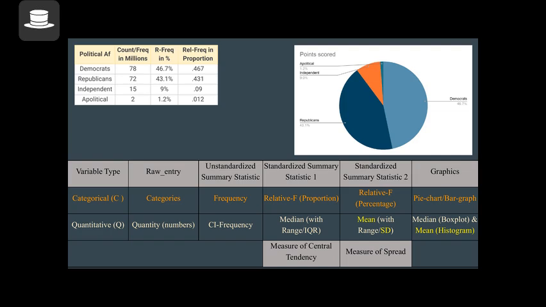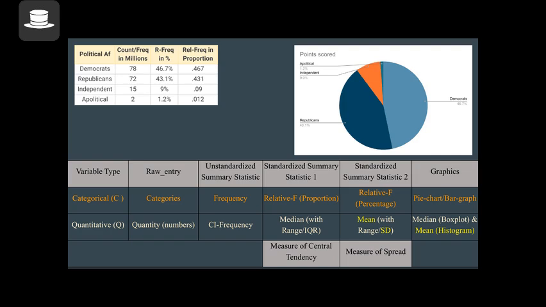46.7% of the population are Democrats based on the election in 2020, let's say. You do the same here, 72 divided by the entire number will give you 43% and so forth and so forth. So one way to summarize a categorical variable is through frequency. A more standardized way to summarize a categorical variable is through percentages.